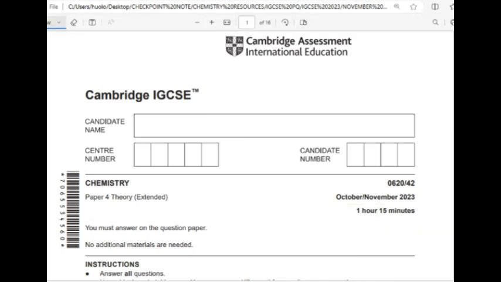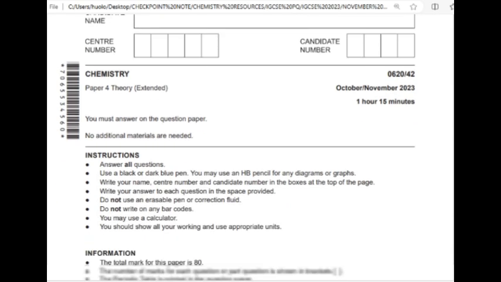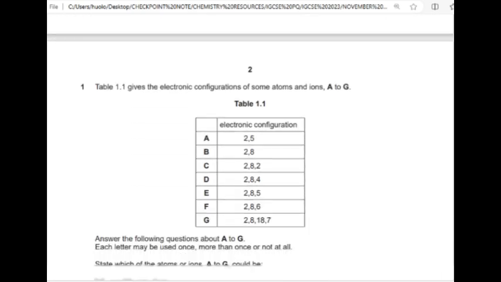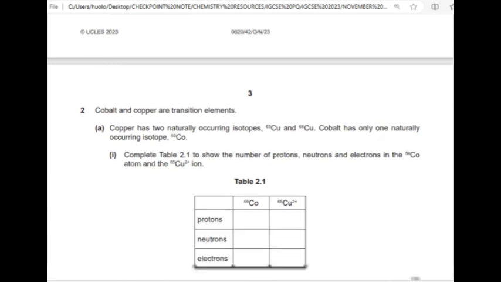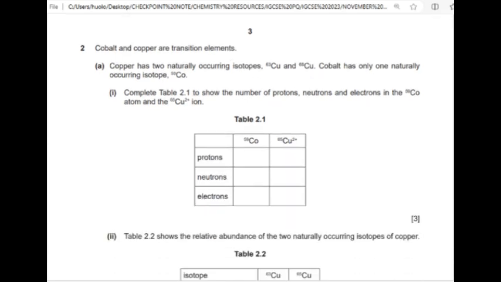Alright guys, let's pick up from where we stopped. Paper 4 of October-November 2023, variance 4.2. In our last session we looked at question 1. Now we need to look at question 2.